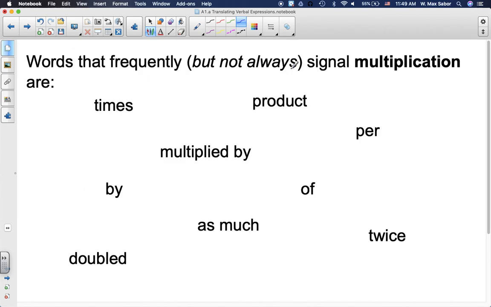Words that frequently signal multiplication, be careful. The word of definitely means multiplication sometimes, but sometimes it just means its normal English meaning. Per is definitely something that can mean multiplication, but it also is on the division side. Twice is 2 times something. Doubled is also 2 times something.